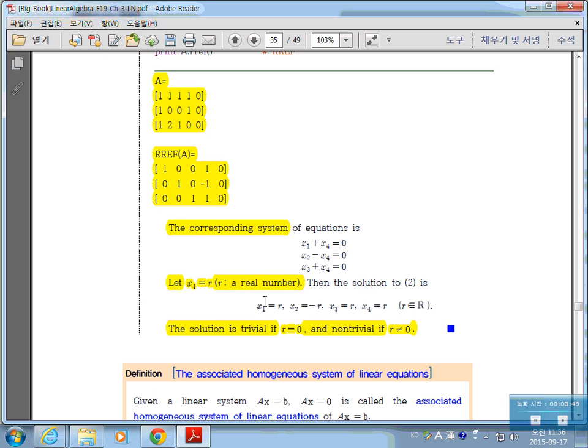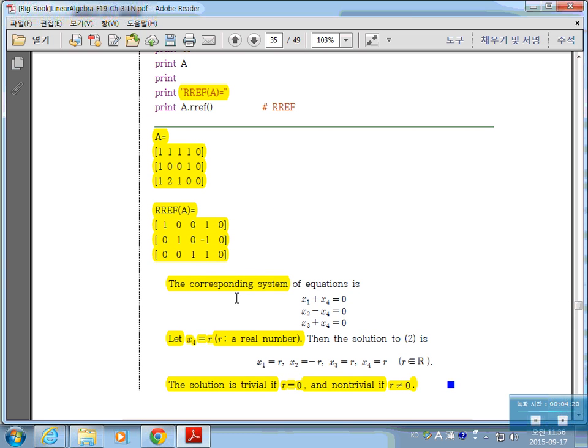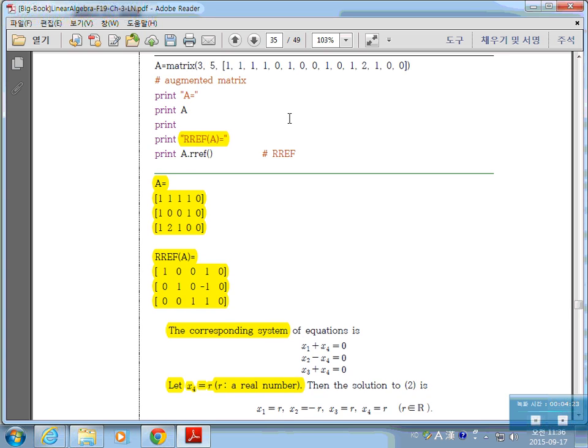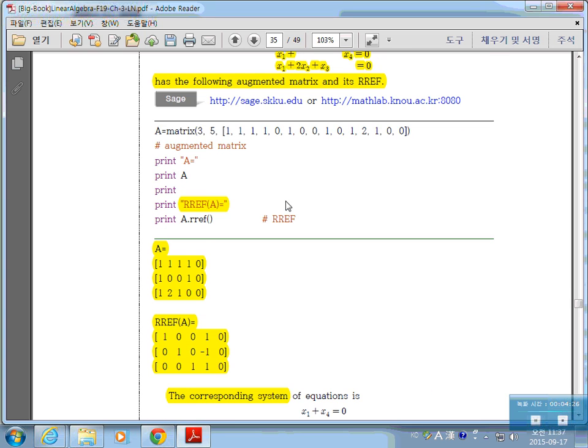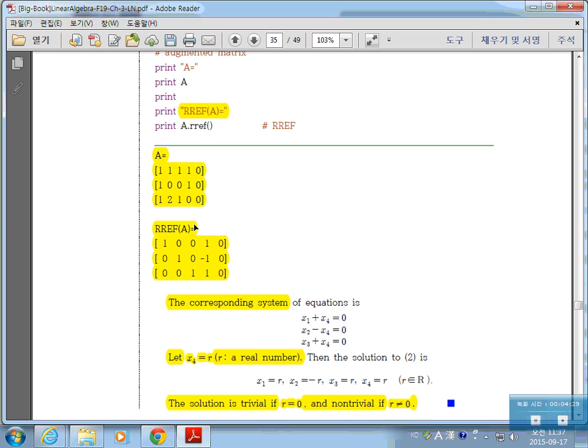R and S. Then we have the variables x1, x2, x3 and x4 that can be written in this way. So any vectors that satisfy this for any scalar R in the reals are the solutions. So clearly, the system has a non-trivial solution, which is a non-zero vector. So if you find the RREF of the given homogeneous system of linear equations, you can easily see whether it has free variables or not.